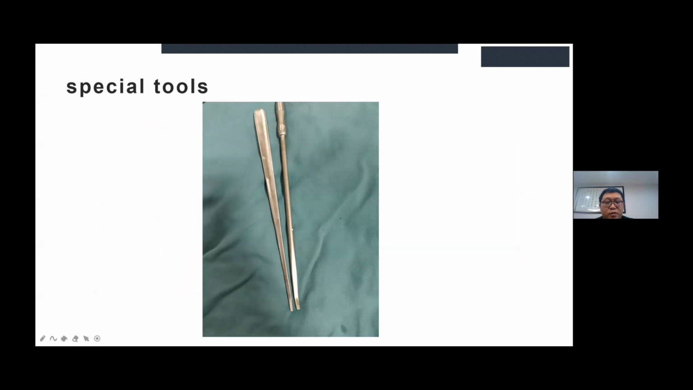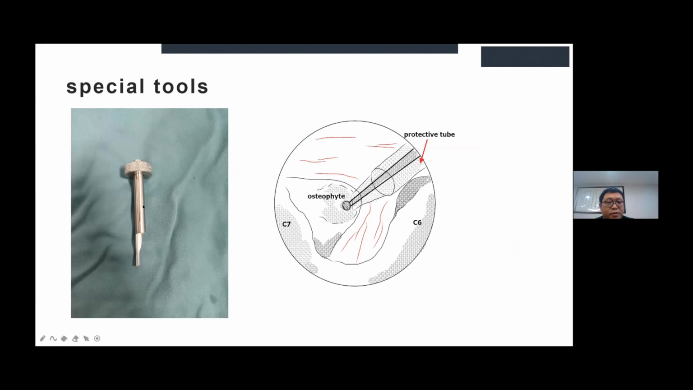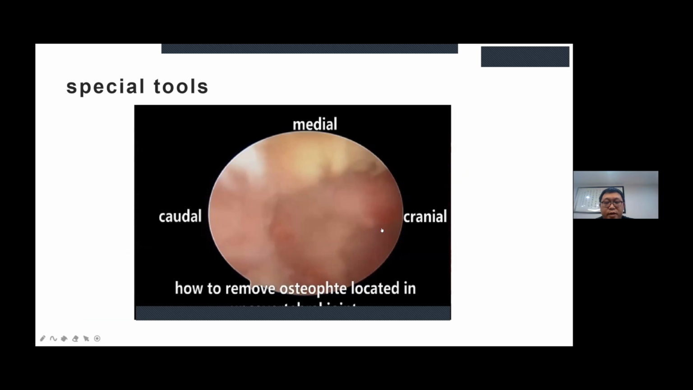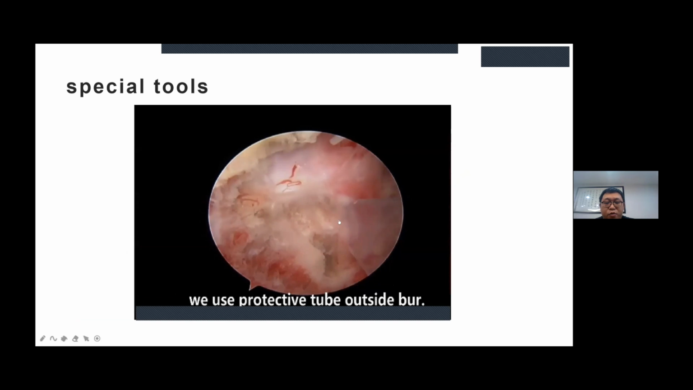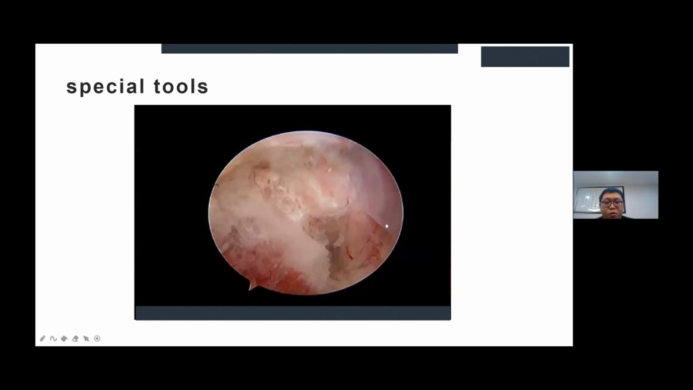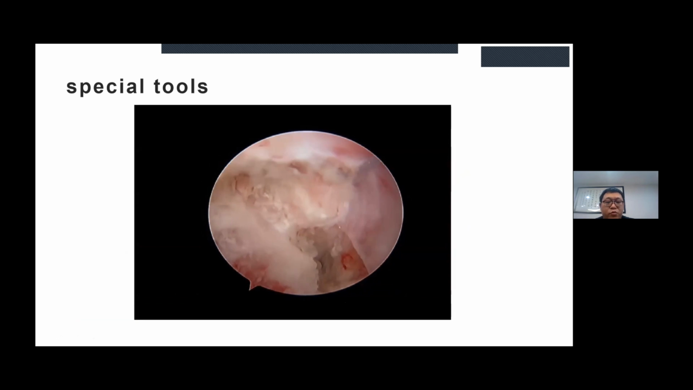Special tools include the small size dissector, a half tube, and the small size UBE retractor for the autoflow fluently. And this protector sheath is used to remove the osteophyte near the nerve root. You can see we insert the protective sheath, and we protect the nerve root. Then we insert the drill burr through the protective sheath to remove the osteophyte.